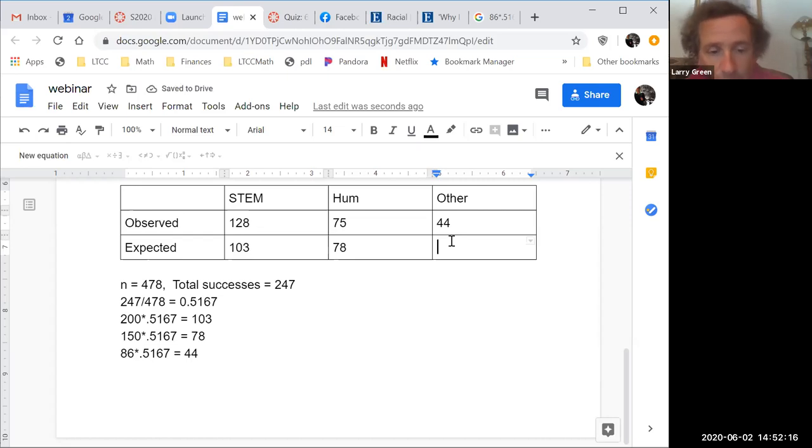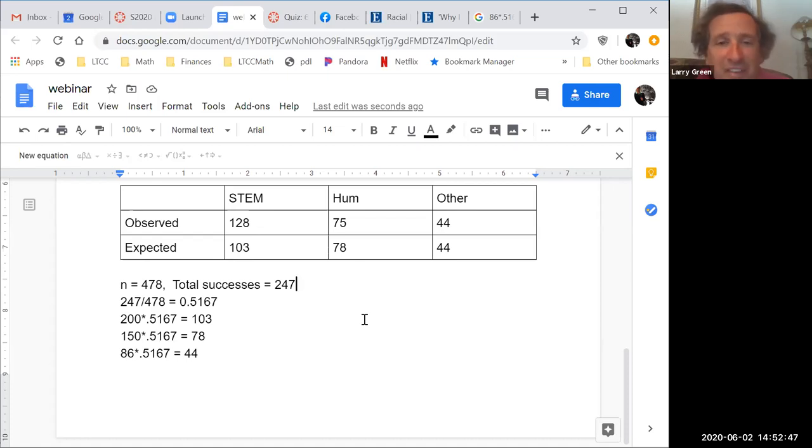and 44. Just a note, are the expected the same as the observed? Did we observe what we expected exactly? No. Does that mean that we can say that the distribution is not uniform? What do you think? Okay, the answer is we can't do that.